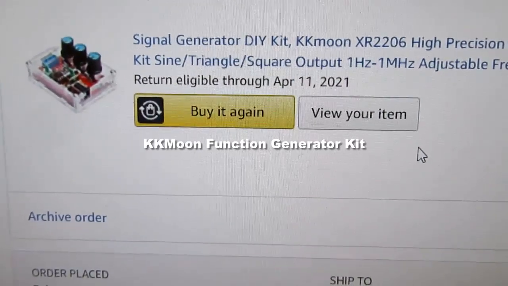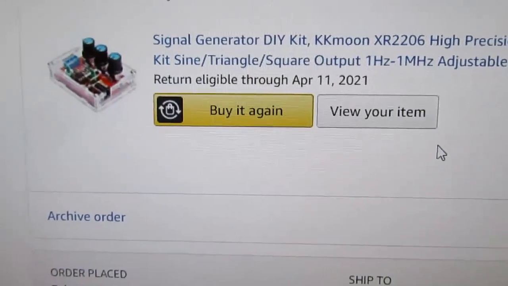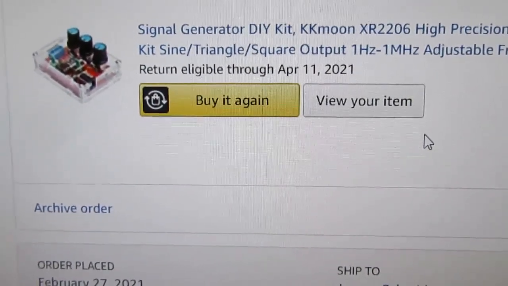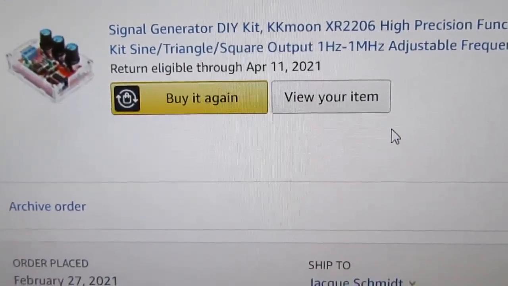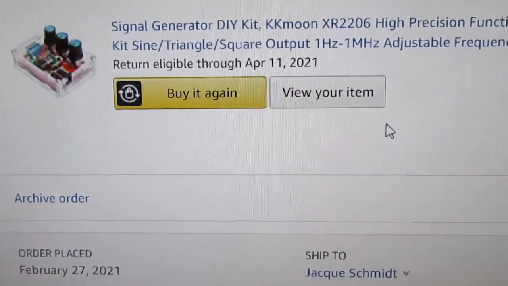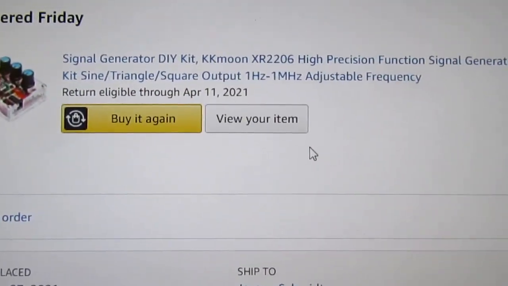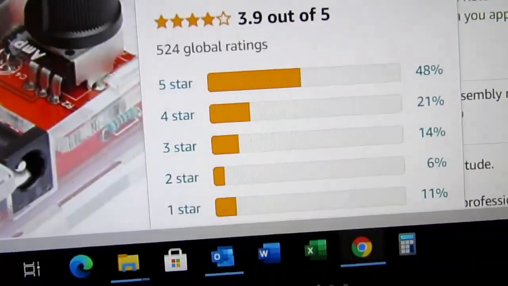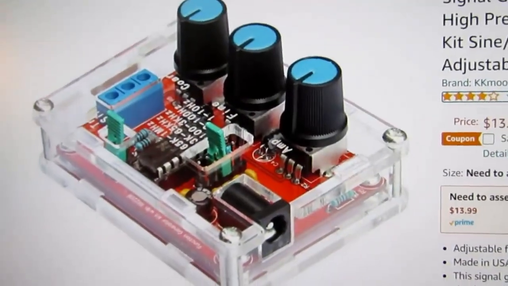And here's the other oscillator. This one is purchased from Amazon. Before, I couldn't remember which kit came from eBay, which one came from Amazon. But I'm confirming here that the signal generator kit, as opposed to just the simple oscillator kit, is sold through Amazon. And they don't say here what it costs, but I can go directly to the listing, and it's $13.99.